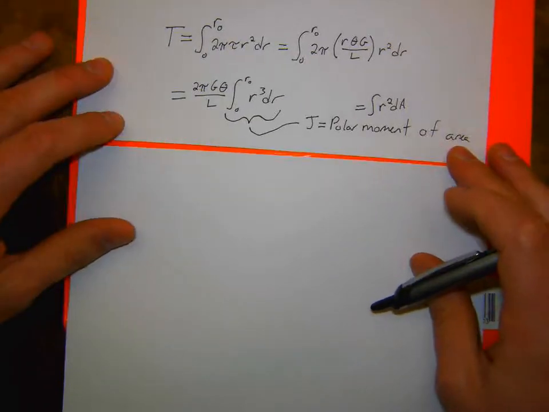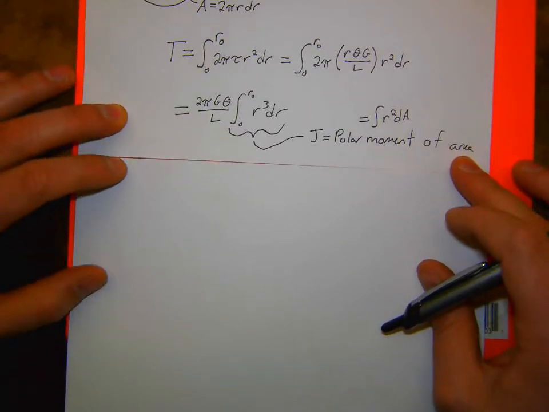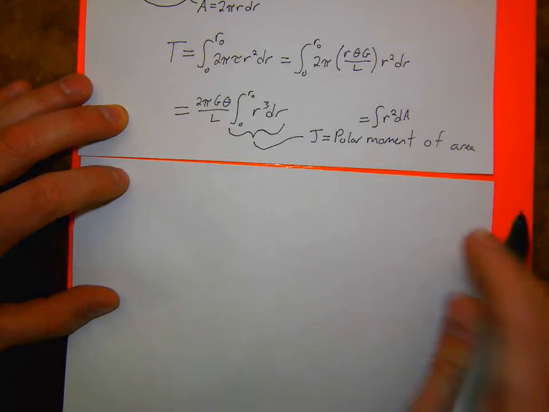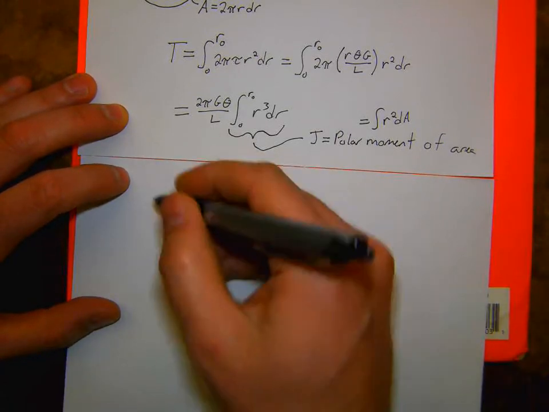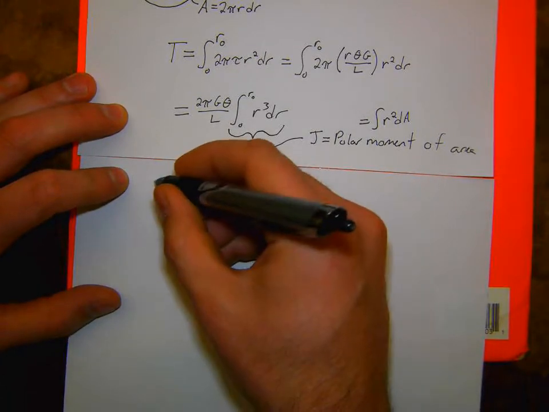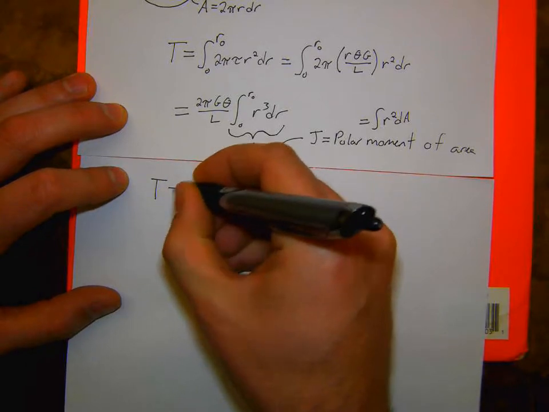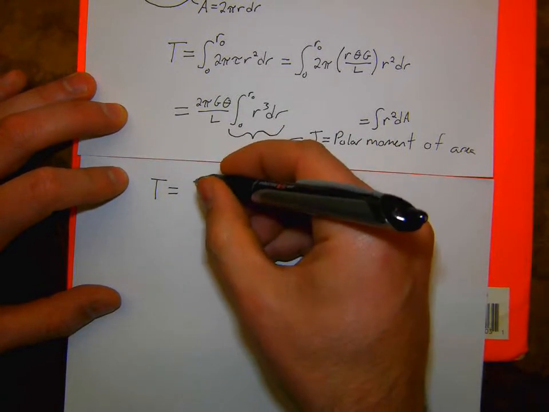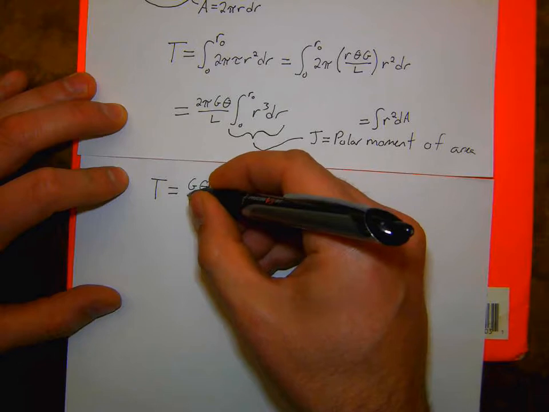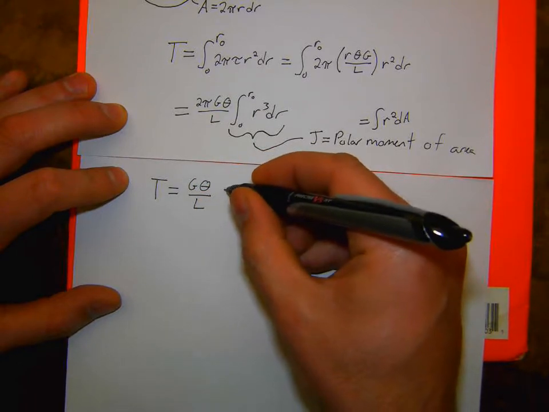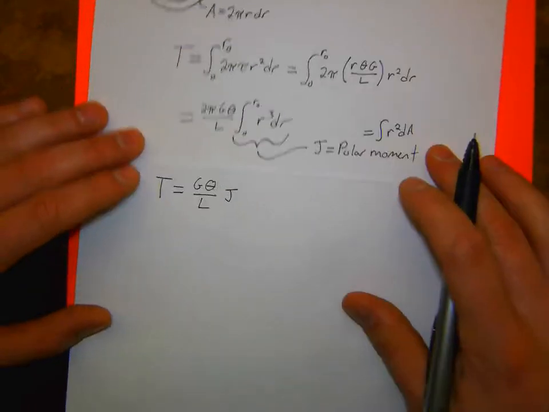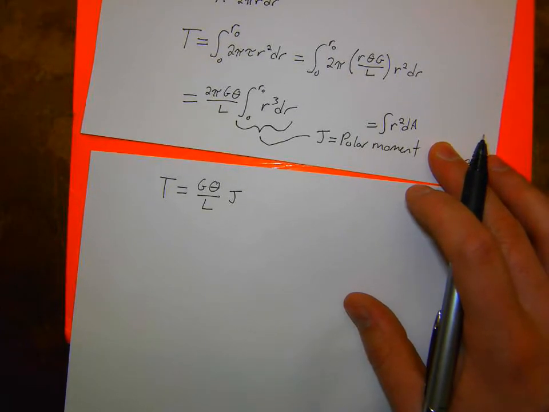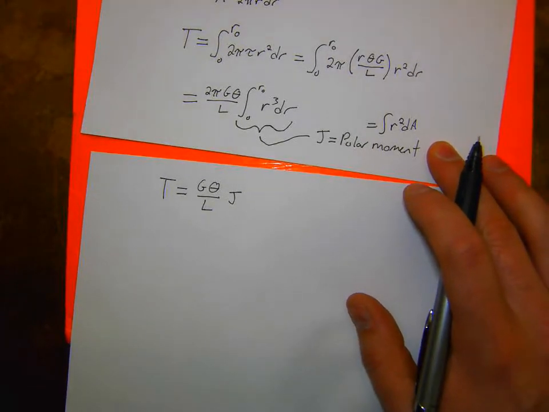And I can say now this torque T is equal to G theta over L times J. Let me double check to make sure that's right in there. Cool. Where this J is now my polar moment of area.